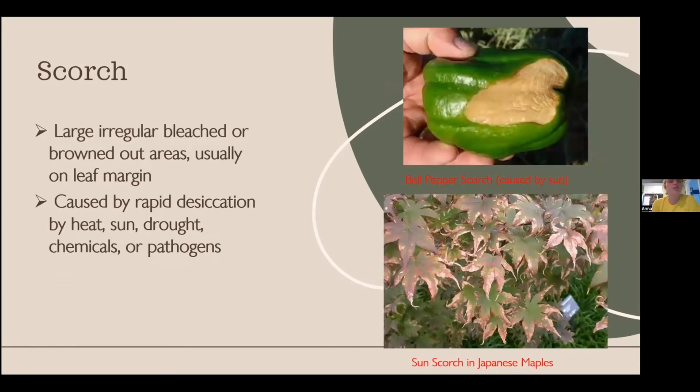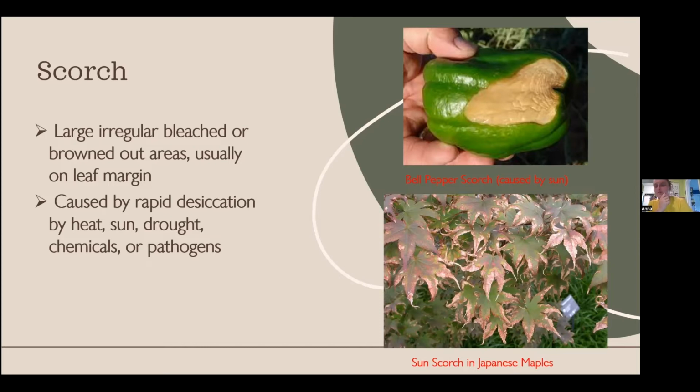Next up is scorch. This can be a disease symptom, but more often than not in our area, it's not. And scorch is defined as large, irregular, bleached or browned out areas, usually on a leaf margin, caused by rapid desiccation, so that's drying out of that plant tissue by heat, sun, drought, chemicals, including fertilizer if we overapply it, or pathogens. Two of the more common scorch symptoms that show up in New Orleans are this pepper scorch.